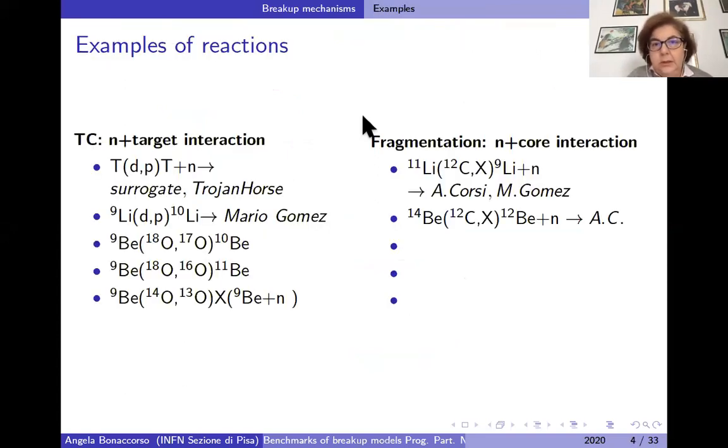So here are some examples of type of reactions that have been measured, and seminars that have been already given during this series. And I will concentrate on this case here, which is a knockout of a neutron from oxygen 14.